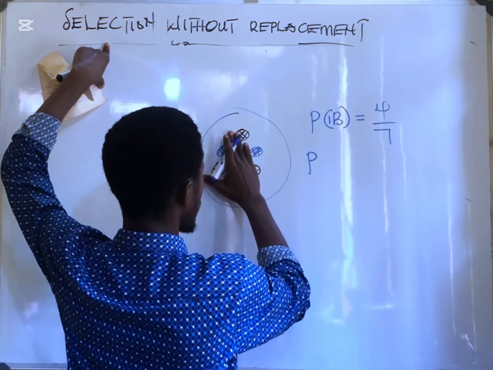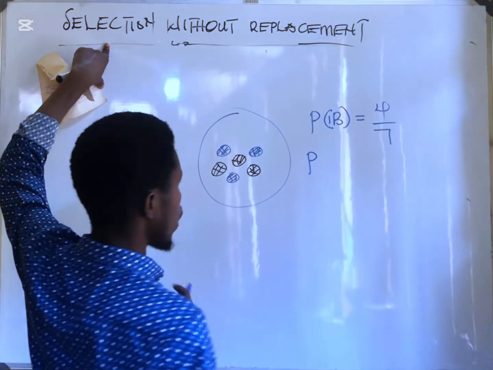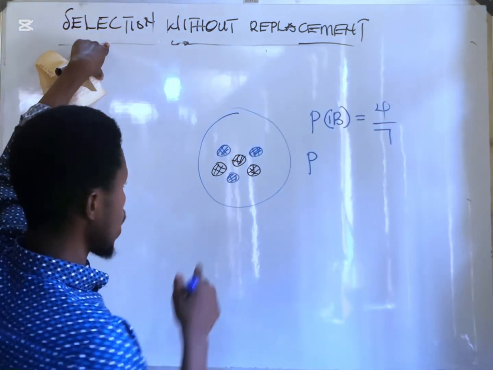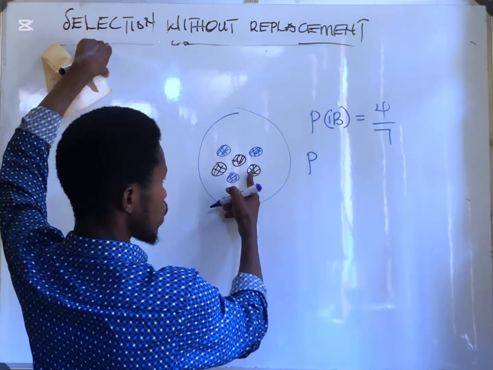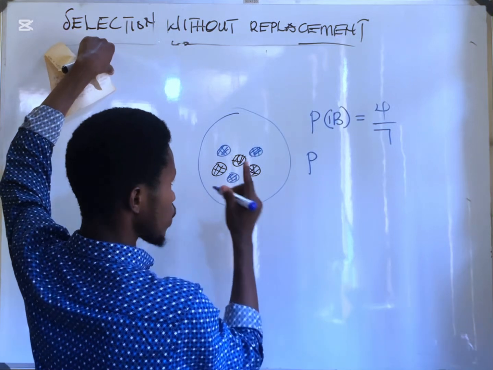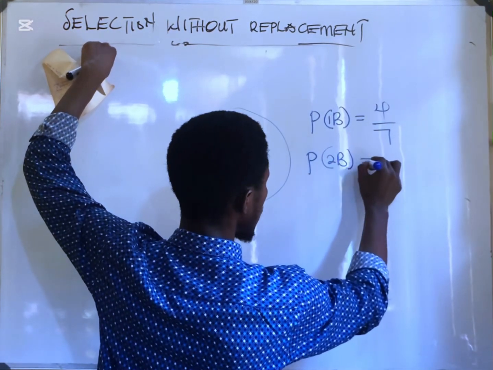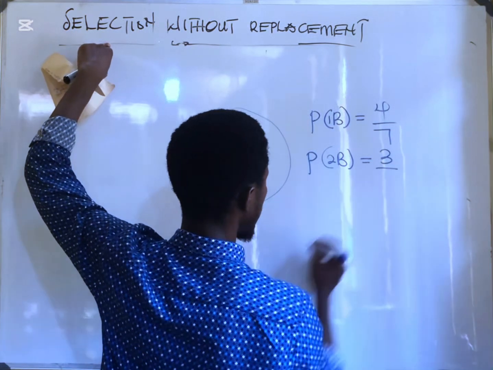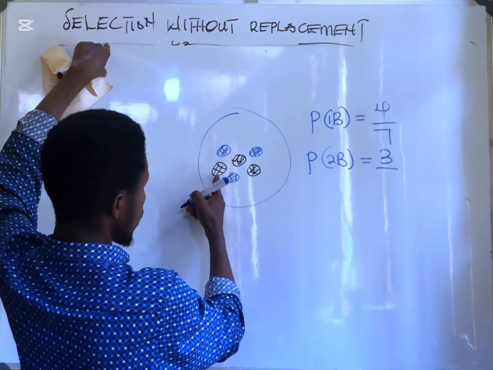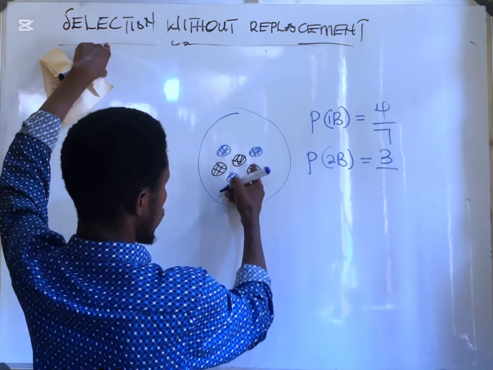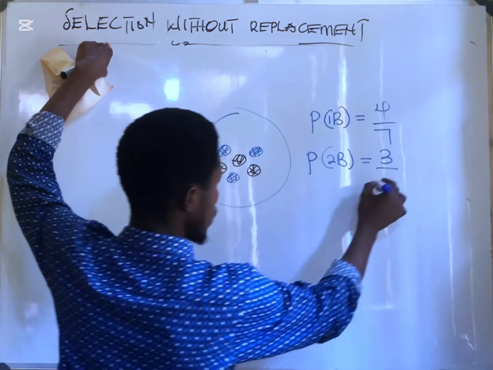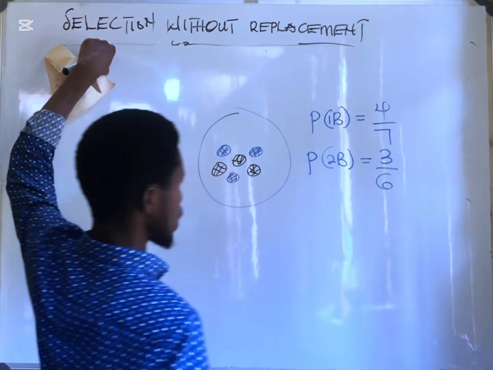Now the first one was black, so after that I did not replace it back. So how many blacks do we have there? We have 3 blacks. So if I select the second one and it's also black, I'm going to have 3 over, now the sample space is left with 1, 2, 3, 4, 5, 6, over 6. Is that okay?